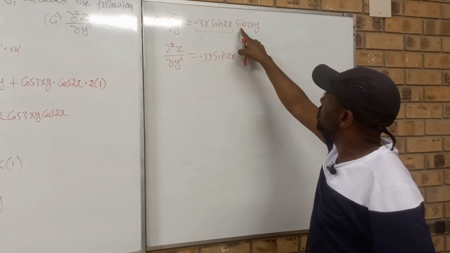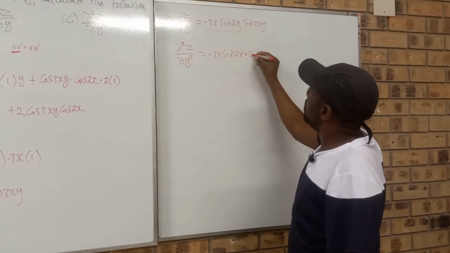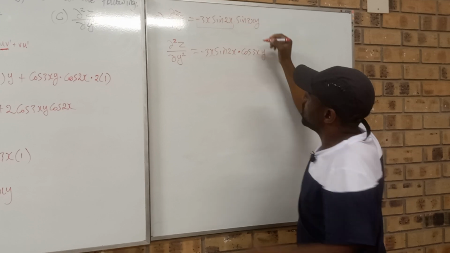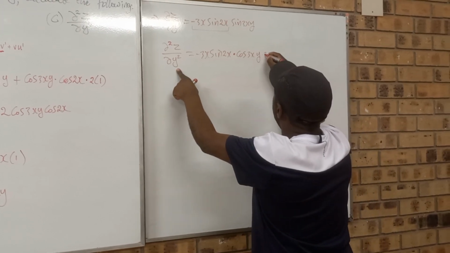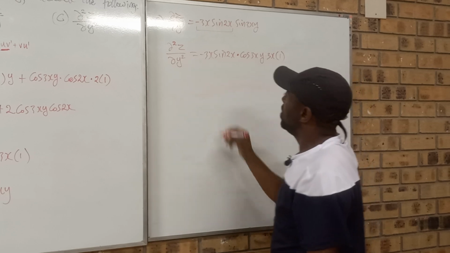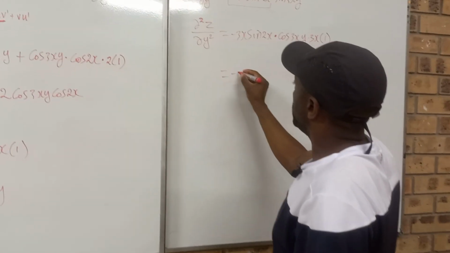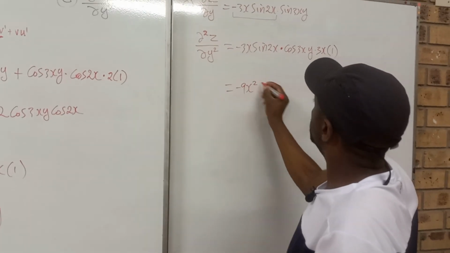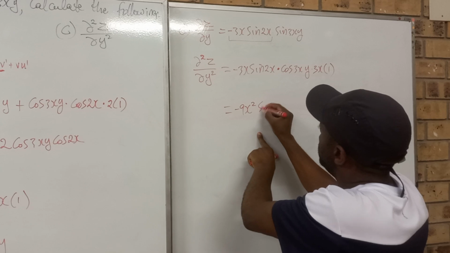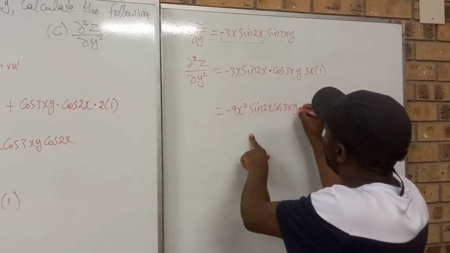And to differentiate this, we need the chain rule. So if you differentiate sine, it gives you cos 3xy. Then if you are differentiating 3xy with respect to y, it means you are not allowed to differentiate 3x. You only differentiate y to get 1. And if you simplify this, minus 3x times 3x is minus 9x squared. Then you multiply that by sine 2x, then by cos 3xy.